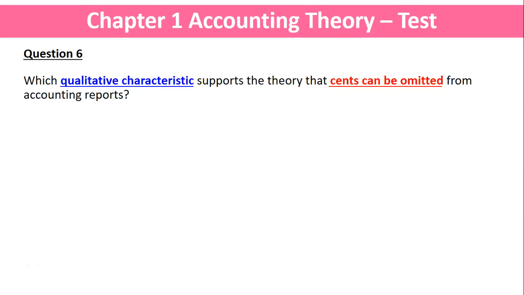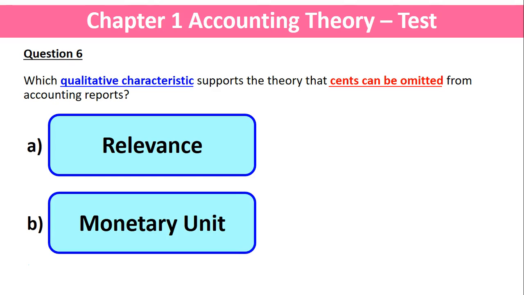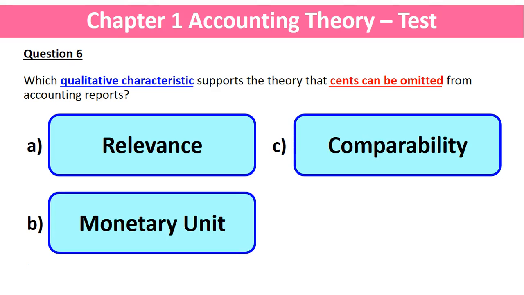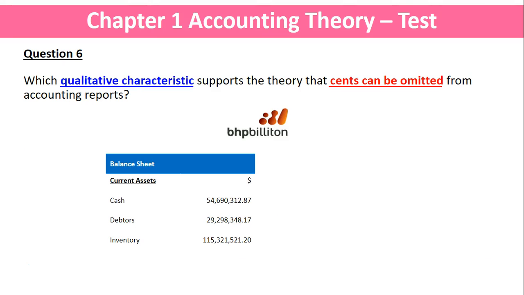Question 6. Which qualitative characteristic supports the theory that cents can be omitted from accounting reports? A. Relevance, B. Monetary unit, C. Comparability, or D. Reliability. Let's answer this by way of an example.